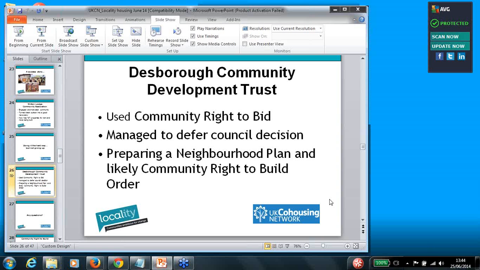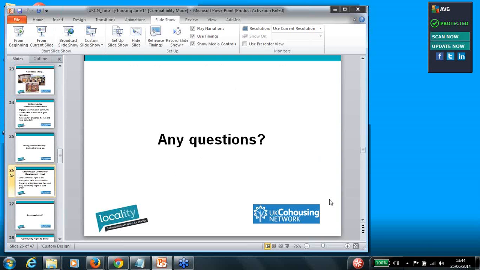If you are interested in neighbourhood planning as a route to setting up policy for community-led housing in your area, again, that's featured on mycommunityrights.org.uk, and I would suggest you have a look at that.